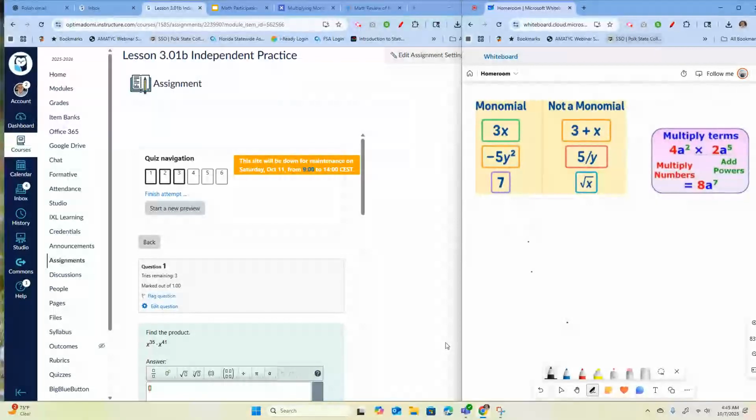All right, in lesson 3.01b, we're going to work with something called monomials, as you can see here. What is a monomial? Monomial means when you're only working with one term. What do I mean with one term? Just like when you only have a number, like 7, like 3, like 5. See, that will be one term.